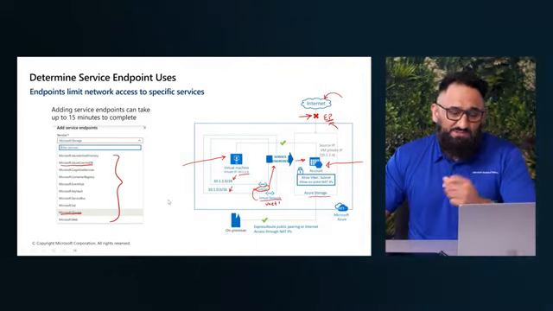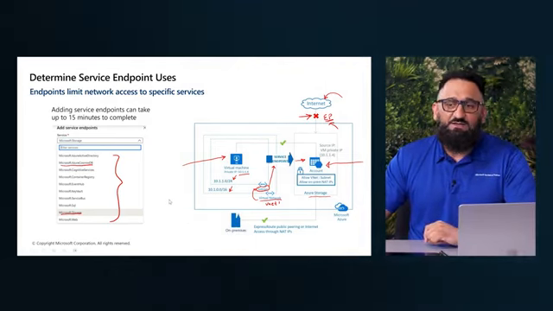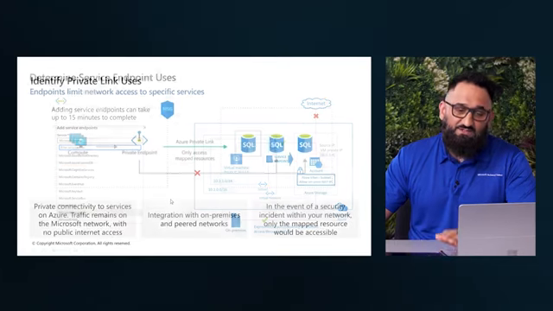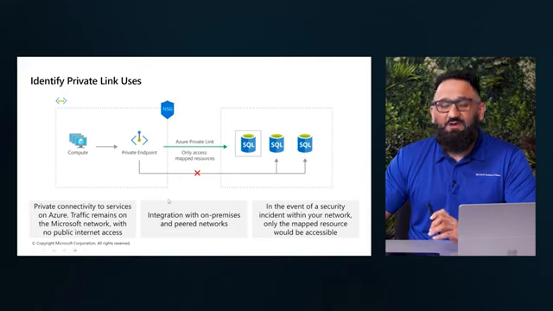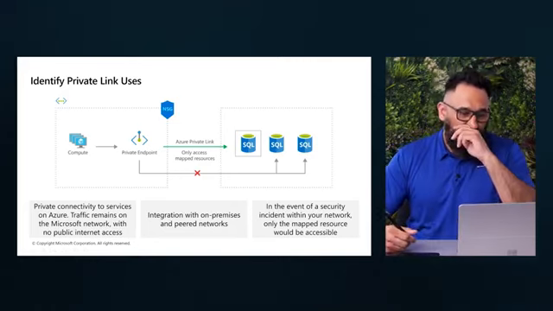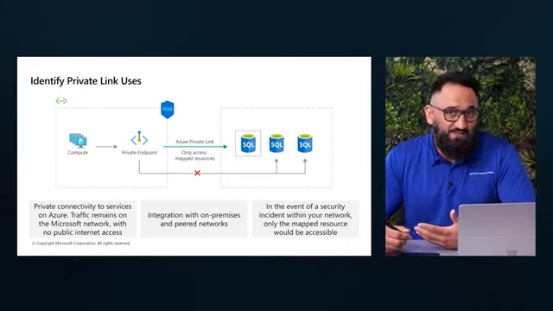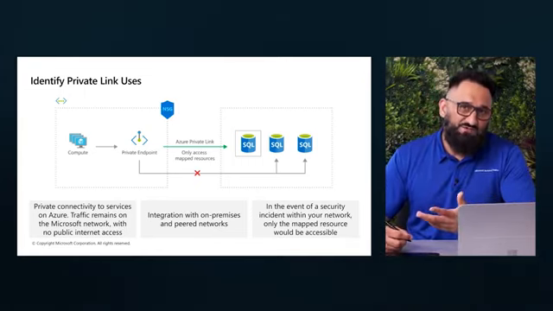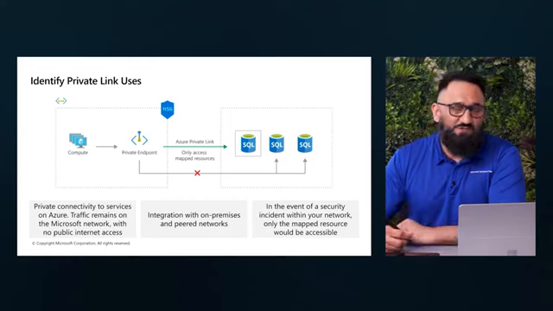Now, once we understand service endpoint, we also have another service that we can compare this to, and this is referred to as private link. Private link works slightly similar to service endpoint in a sense that we are trying to block direct traffic coming directly from the internet. However, this service works slightly different.